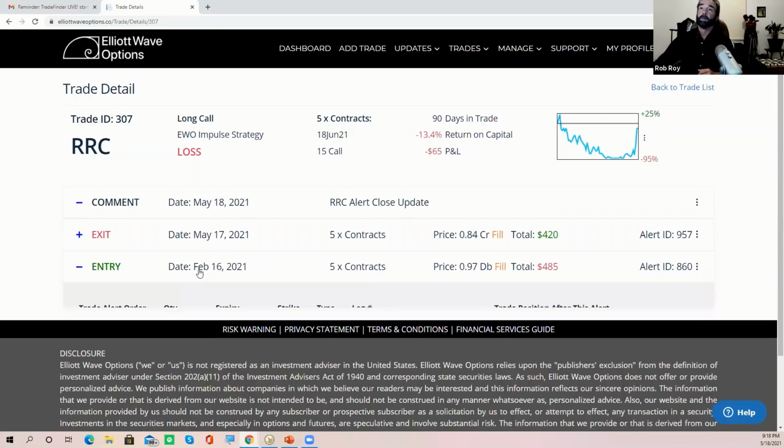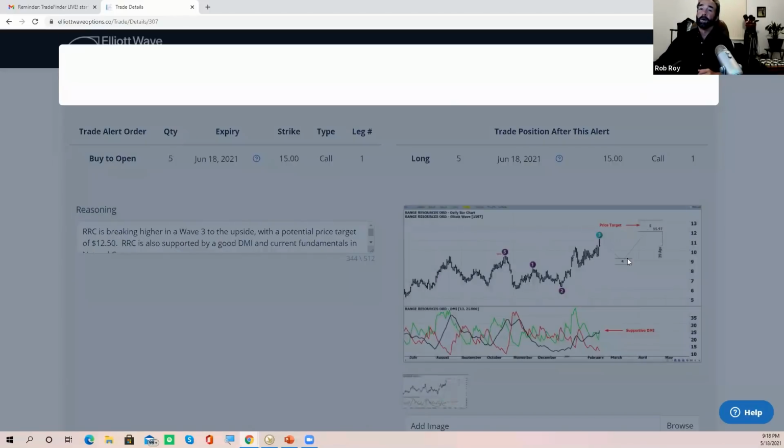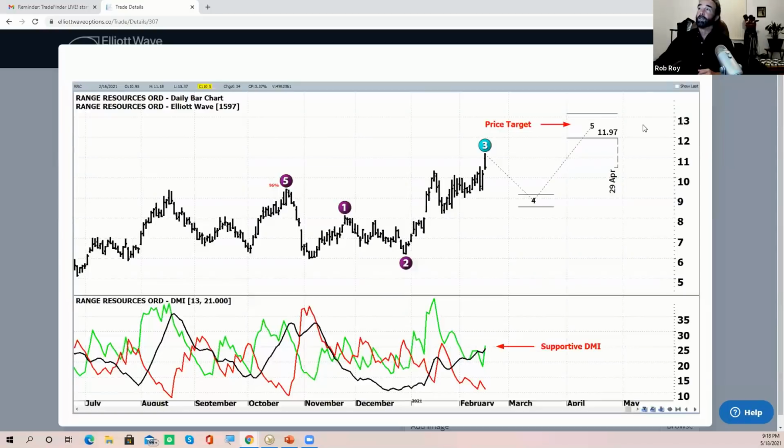So here was the entry. Here's what ended up happening. So you can see the chart. You can see we were in a wave 3. So it looked like a nice movement up to 12.5, there is where we're going to go. And you can see the DMI was supportive at the time.